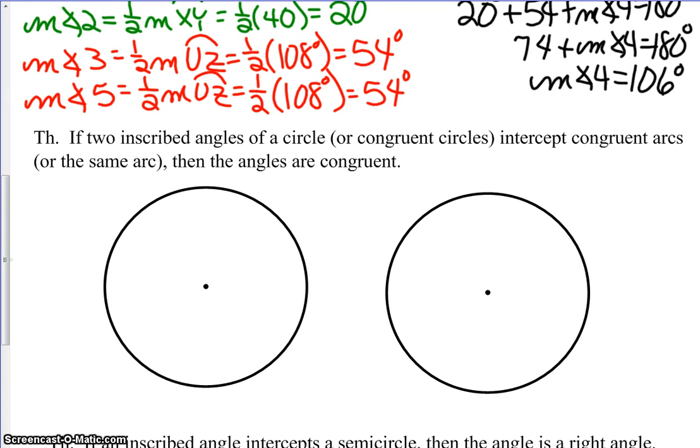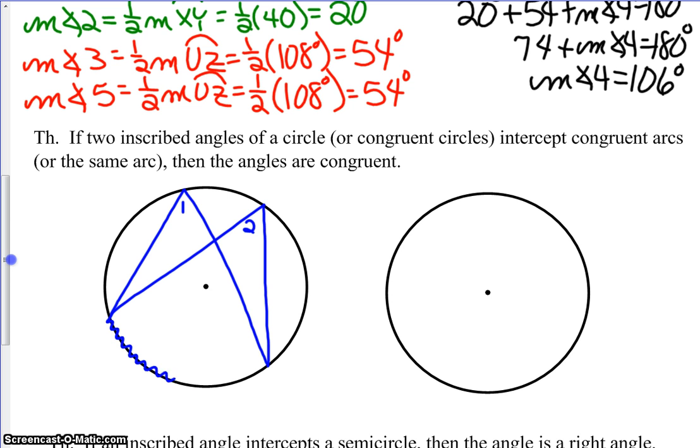One of them says if two inscribed angles of a circle or congruent circle, so you can move between circles as long as the circles are congruent, intercept congruent arcs or the same arc, then the angles are congruent. Now, think about that. If they are intercepting congruent arcs, you're taking half of the same number no matter what. Now, if you look at these two angles I've just drawn, this is angle 1 and angle 2 here. They both intercept, let's call it arc AB. That means angle 1 equals half of AB and angle 2 also equals half of AB. Angle 1 is going to have to equal angle 2.